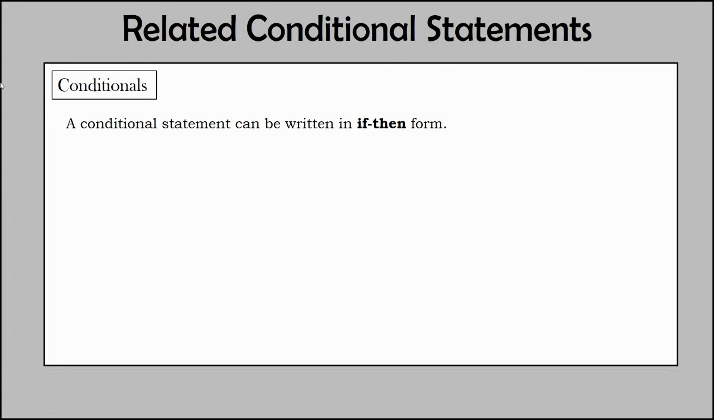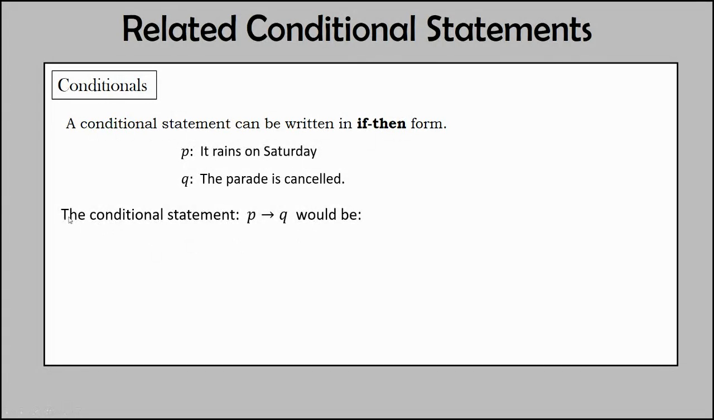So, first of all, as we've already talked about, a conditional statement is a statement that can be written in if-then form. So there's two parts to the statement. There's two statements involved. In this case, our first statement P is it rains on Saturday. Our second statement that we're calling Q here is the parade is canceled. So I have two statements that are either true or false. And when we join them together with if-then, we form a conditional statement.